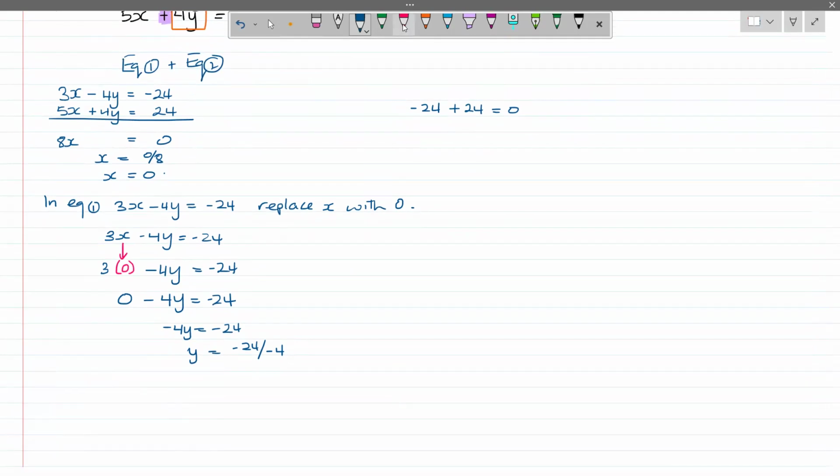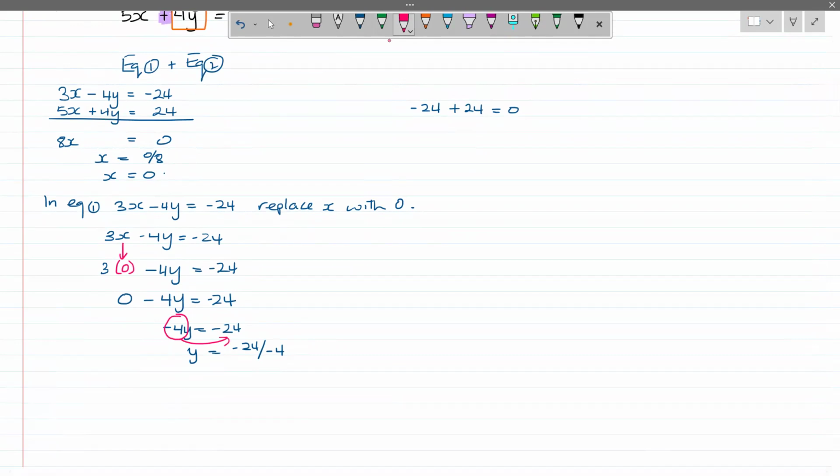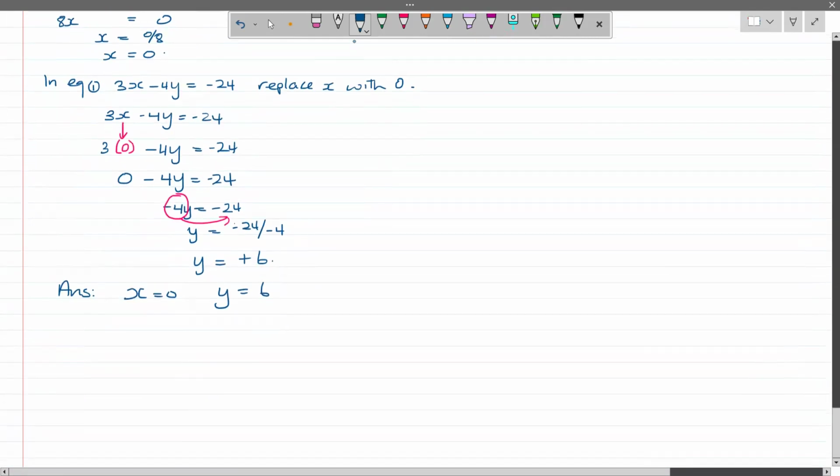Now, a common mistake is students would move the minus to divide and change the sign. They can't do that, right? You're multiplying here. When you carry it across, we're dividing by the entire negative 4. So the answer we'll get here, minus divided by minus is a plus, and 4 into 24 is 6. So my answers will be x is equal to 0 and y is equal to 6. Yeah? Let's try one more.